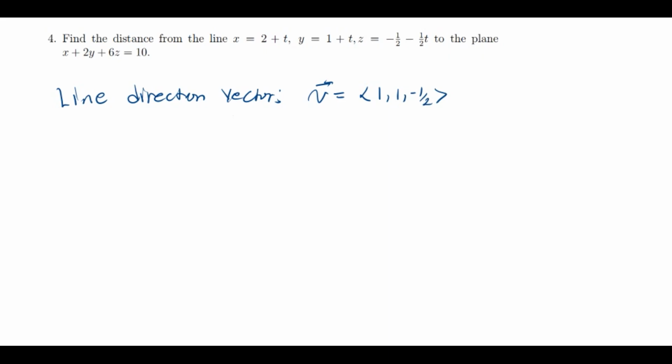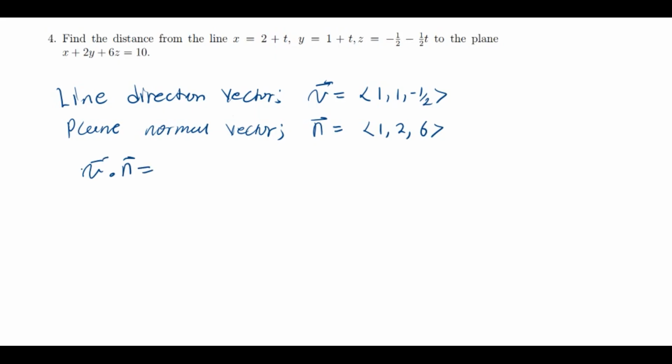Then let's pick the plane normal vector. To get the plane normal vector is again simply the coefficient of the x, the y, and the z, which in this case, let me use n. This is going to be 1 for x, a 2 for y, and 6 for z, like that. So I have to dot these two. So we'll say the dot product here.